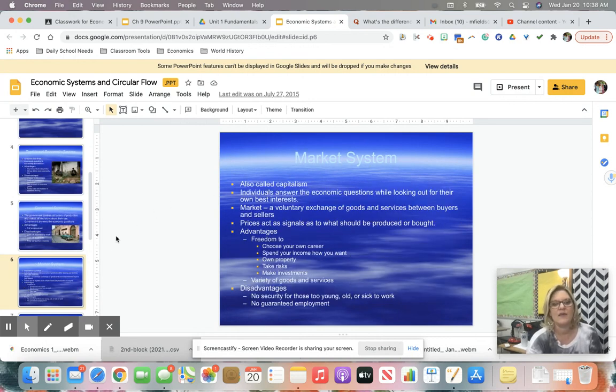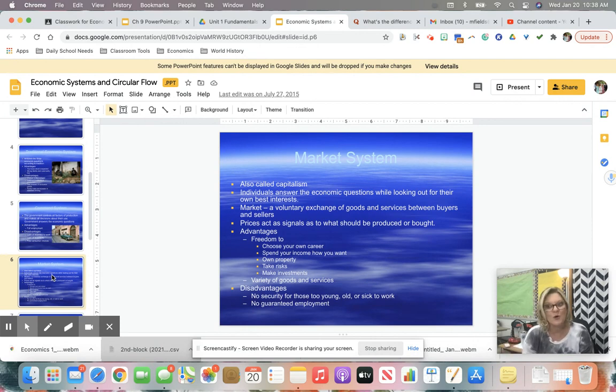So then we've got the third system, which is a market system. A market system gets confusing because we call our American system a market system, and we're not. We are a mixed system. A true market economy has no government interference except the protection of private property rights. And we in the United States have lots of government interference.